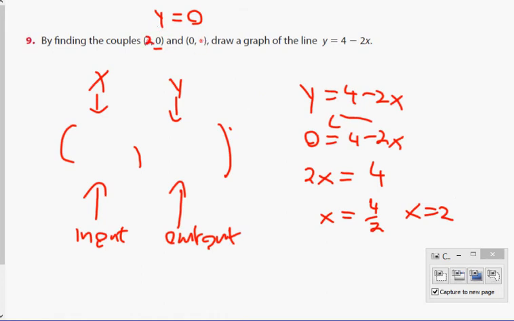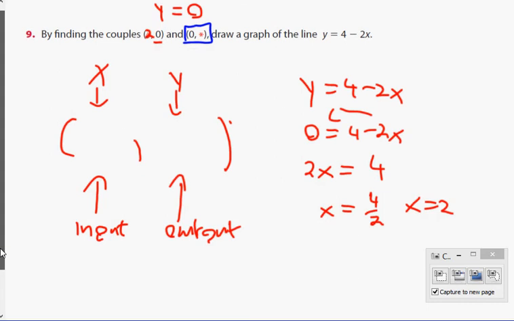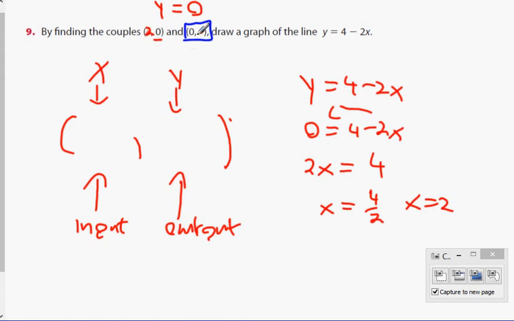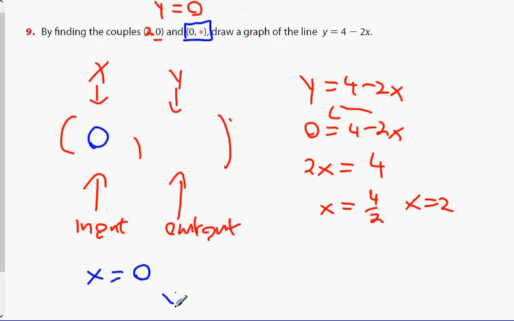The other one. What do we do this time around? Anybody know? The left side is 0. What does that mean? X is 0. Put in x equals 0. Figure out what y is. Y therefore equals 4 minus 2 times 0. Y therefore equals 4. (0, 4).